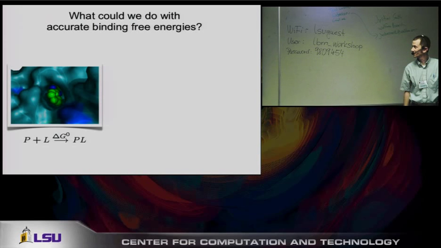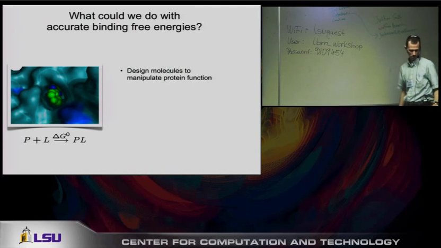Let me start off by talking a little bit about why we're so interested in predicting binding free energies. What I'm going to be talking about here mostly is binding of a small molecule ligand to a protein, like we see here in this figure. We're focusing mostly on small molecules rather than protein-protein binding, for example. What could we do if we could predict these well?